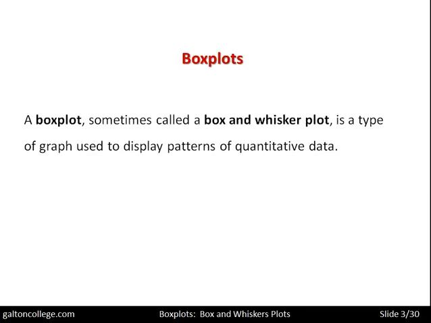A box plot, sometimes called a box and whisker plot, is a type of graph used to display patterns of quantitative data. So please note here it's not qualitative, and it is, generally speaking, discrete data. If it's continuous data, it's divided up into units, which make it amenable to counting as if it were quantitative data. So it's straightforward data, and it's a way of representing that data.